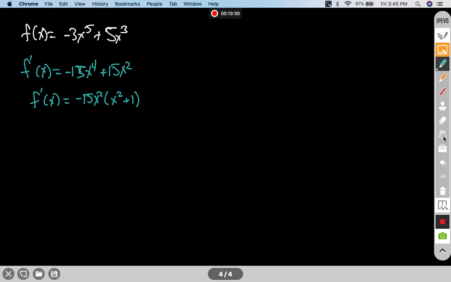Not plus 1, minus 1. I'm factoring out that negative. So we're going to have critical values at x equals 0, x equals 1, x equals negative 1. This is important because for the second derivative test, we're going to check the second derivative at our critical values.